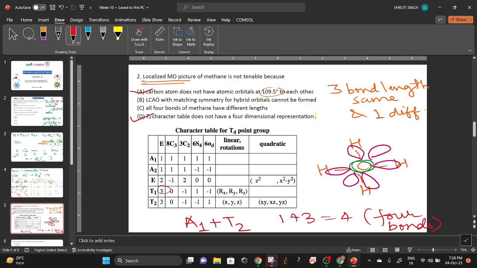This option is also correct because there could have been one more here, which would have been a 4-dimensional representation, but there is no such irreducible representation in the tetrahedral point group character table. So we cannot have a localized MO picture of methane directly.